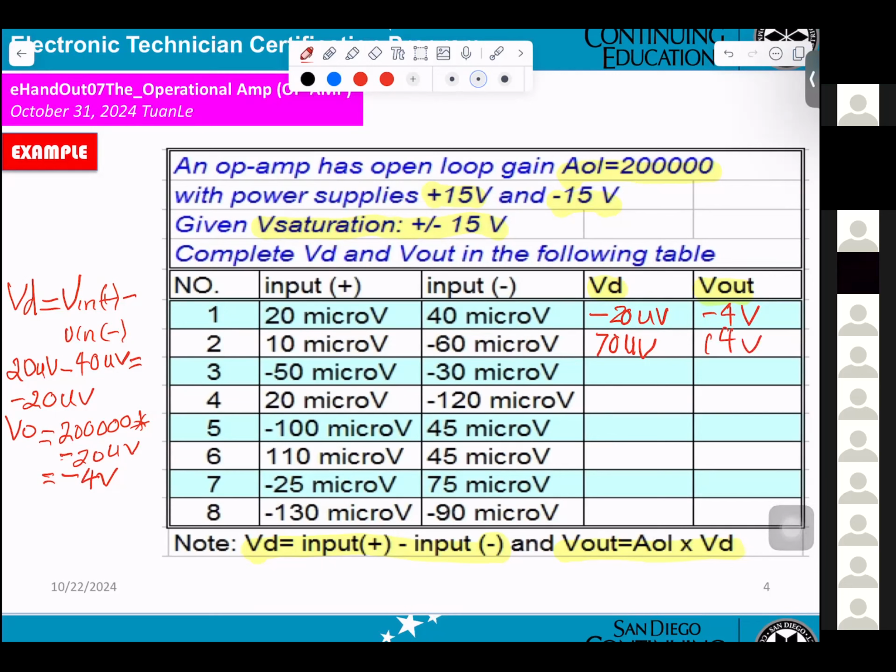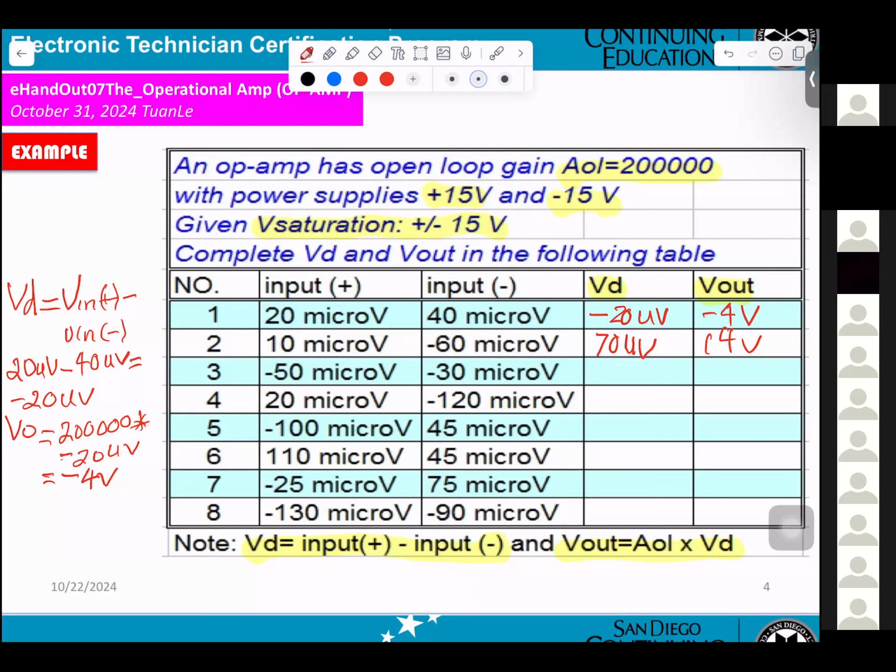Hey, Mr. Pham, I don't know if I'm getting too far or you want to discuss it. I got 14 volts on that, but if I got 16 volts, then that wouldn't work, would it? It cannot be 60. In other words, you can't go past 15. Right. That V saturation is plus or minus 15 volts. The output cannot be higher than that.